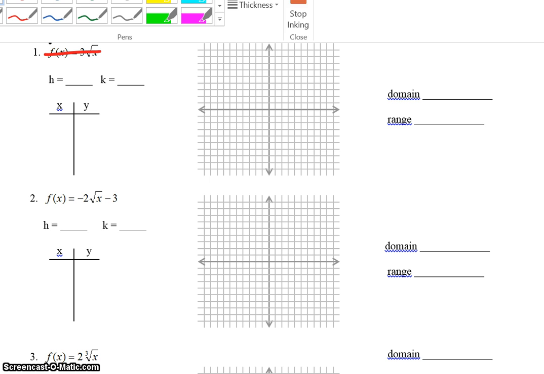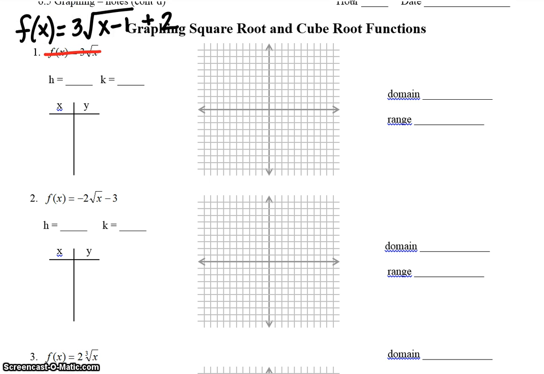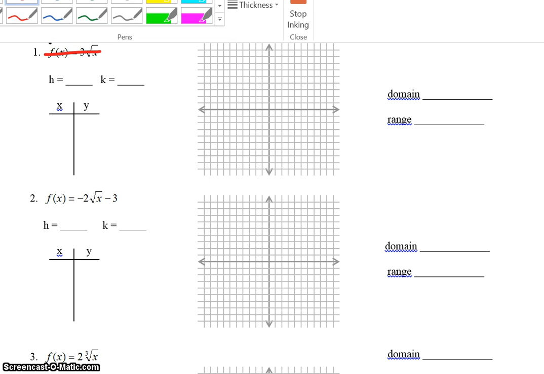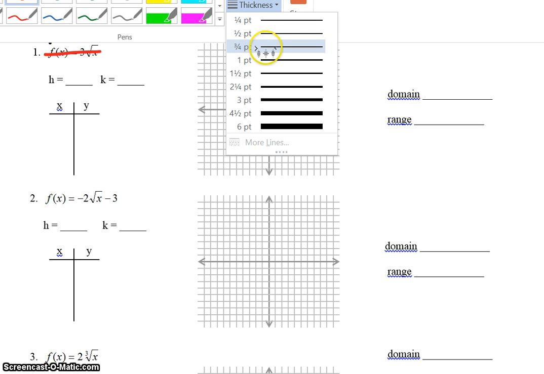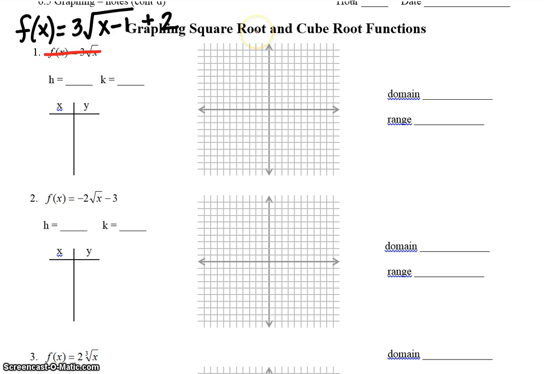So, first thing we need to do is decide what h and k are. Remember, h is under the root with the x. So h comes from this right here, and h is 1. K is out here by itself, and k is 2. So over 1 up 2, that's going to be our starting point. And then this graph is just going to curve out that way.